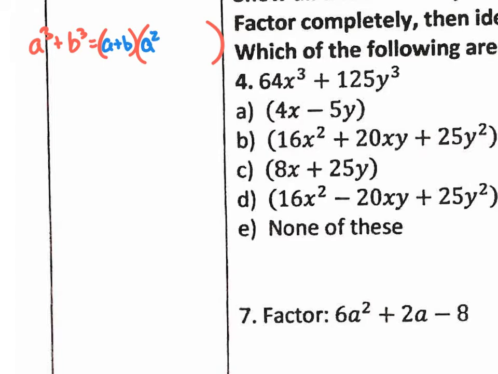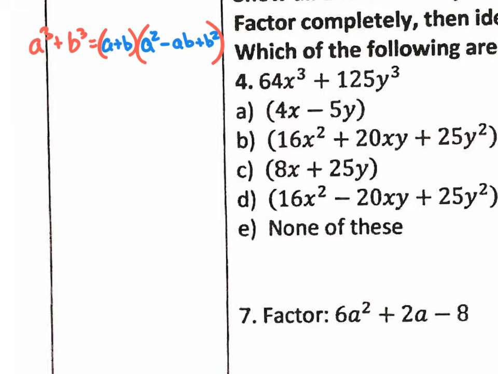And then if your binomial had a plus sign in the middle, the trinomial is going to have a minus sign in the middle. And of course the middle term is a and b multiplied together. And the last term is plus b squared. So we have to memorize that. The difference of 2 cubes is the same thing, but instead of a plus right here, it'd be a minus, and instead of a minus right here, it'd be a plus.